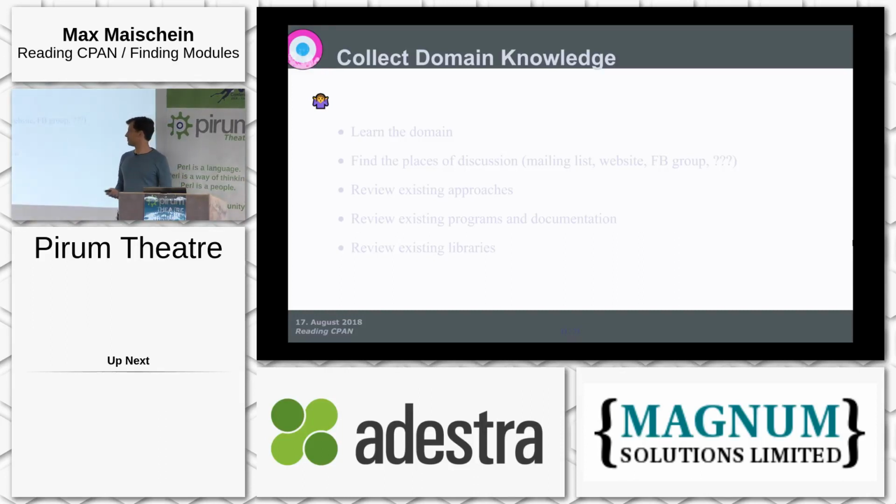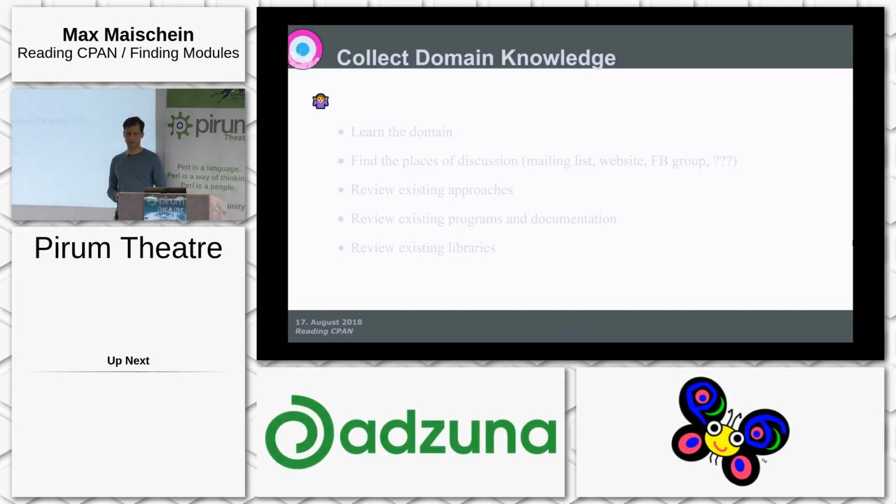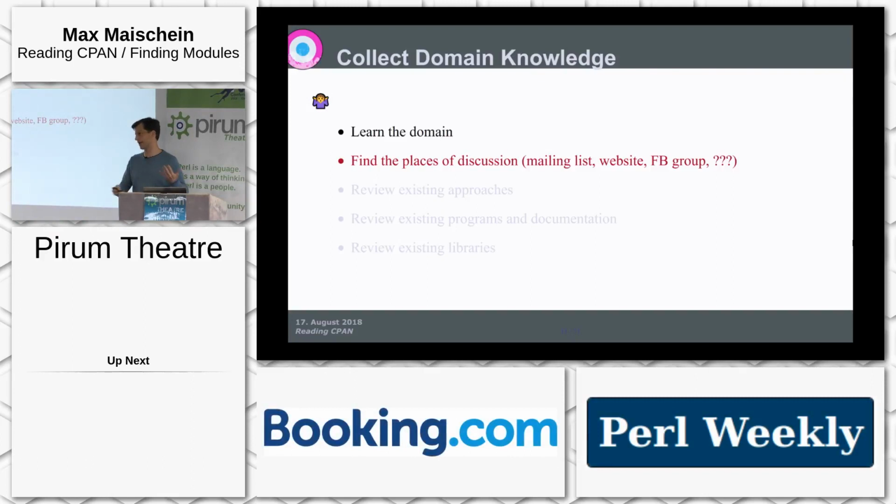Okay, so how can you collect domain knowledge? Well, you have to learn about the domain that your problem exists in. That means, to me, always finding the places where discussion of this domain happens, like maybe on a mailing list, or there is some central website, or maybe a Facebook group. And recently I've also found discourse groups or Telegram groups where people gather to talk about the problems they have with some environment or whatever.